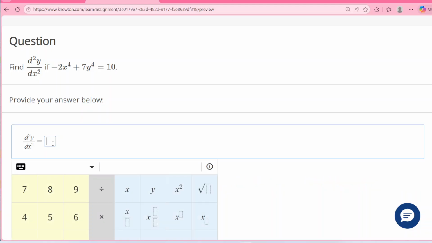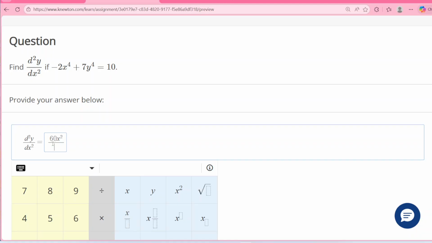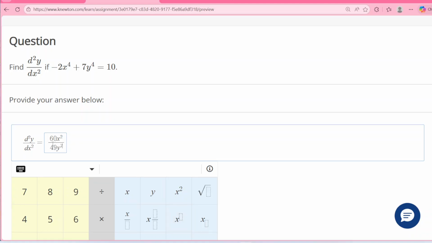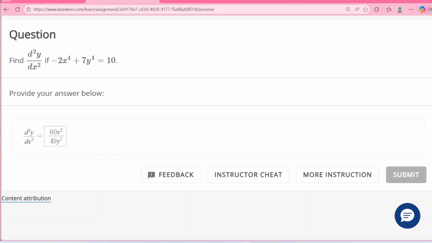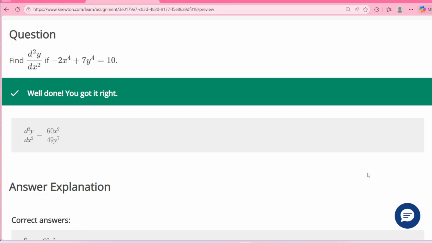So after all that, you got 60x squared in the numerator, 49y to the seventh in the denominator, after totally simplifying, if you wish, right? Like I said, you could have typed in all that stuff with the x and y earlier, just x and y though, not y prime, and gotten the same result.